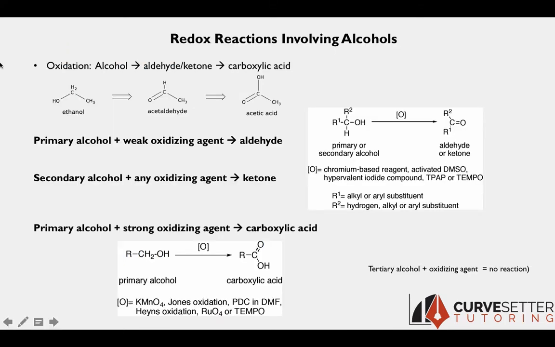that a weak oxidizing agent plus primary alcohol goes to an aldehyde, whereas a strong oxidizing agent plus a primary alcohol goes to a carboxylic acid, then you're understanding the underlying principle behind the oxidation of alcohols, which is the most important part.